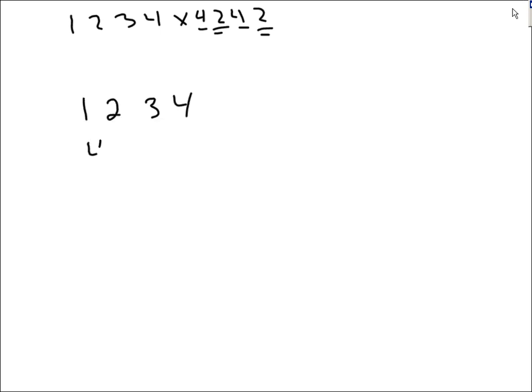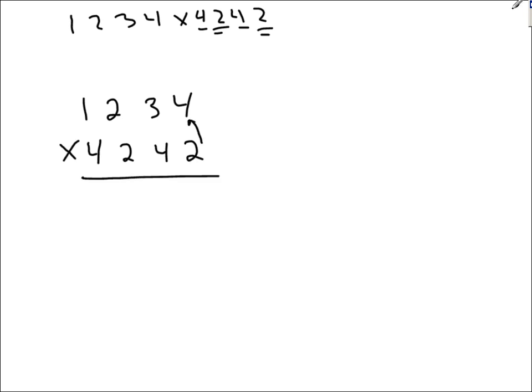Suppose you were asked to multiply 1, 2, 3, 4 by 4, 2, 4, 2. You have repeats. You have the 4s repeating, and a couple of 2s repeating, and they're both four-digit numbers. I'm going to put the one that has the repeats on the bottom.